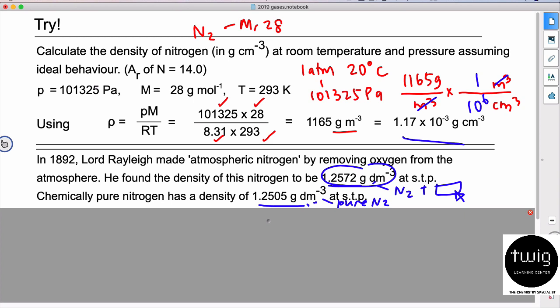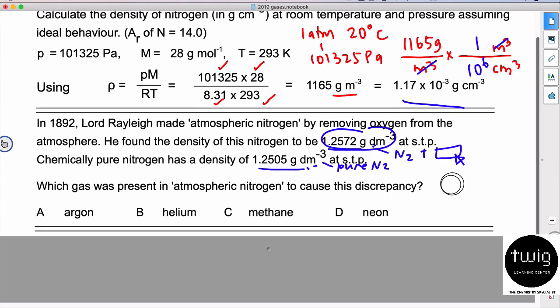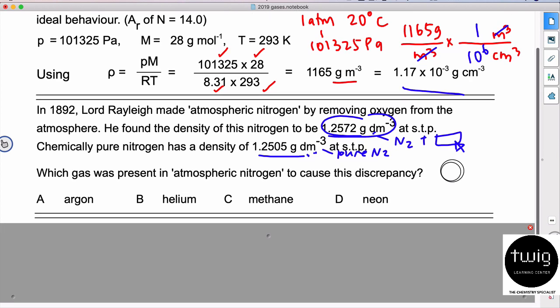So then you check the Mr for all of them. You realize the one that's heavier than nitrogen, nitrogen is 28, is actually argon. So the answer is argon. All the rest are lighter than nitrogen. So pick the one that is heavier than nitrogen. Okay, this was actually a very popular question. It came out a few times.